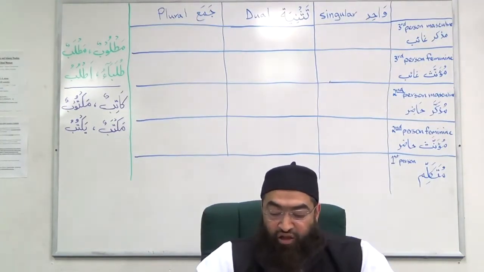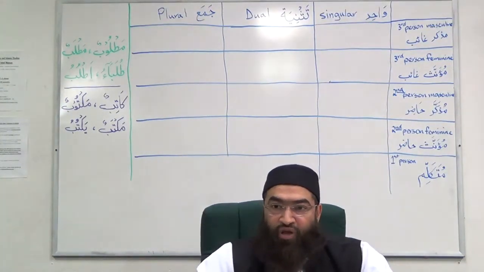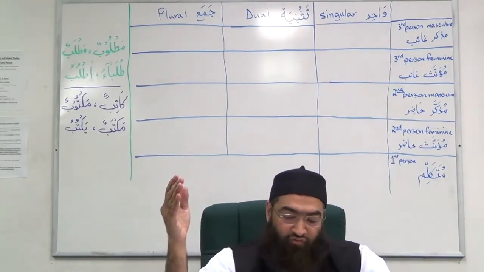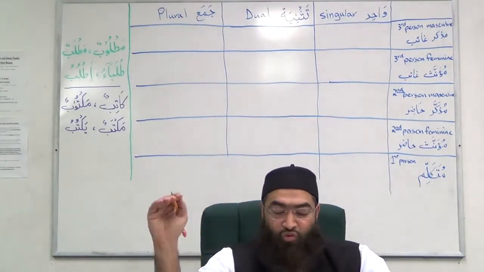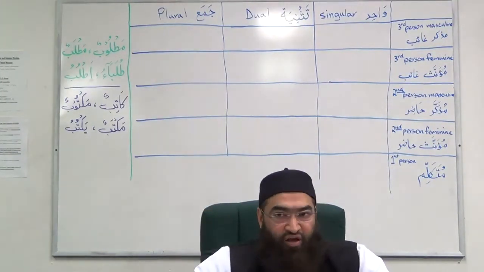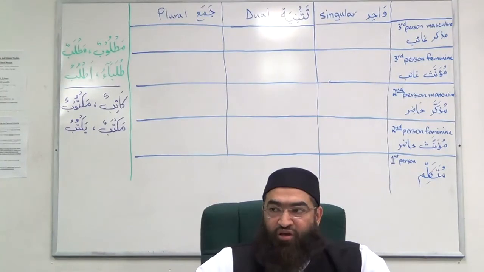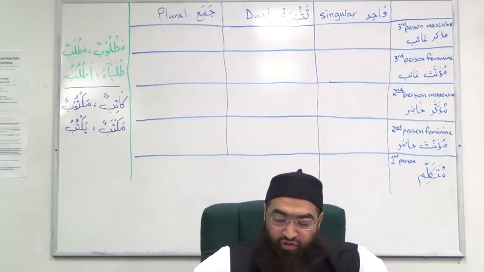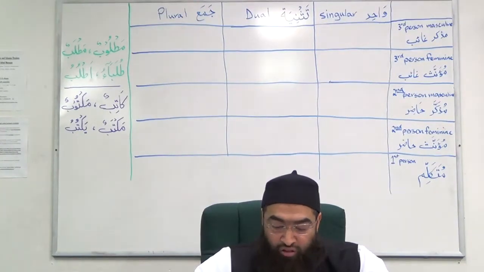It should be very clear that if we want to make the past tense, we're going to have to go to the root word, and from the root word we'll see the root letters, and then we will put the fathas on the fa kalima, the ain kalima, the lam kalima. And there we will have fi'l, al-fi'l al-madi, the past tense verb.